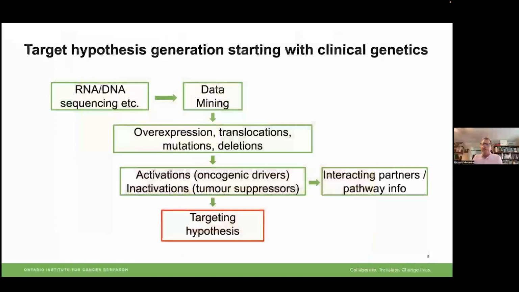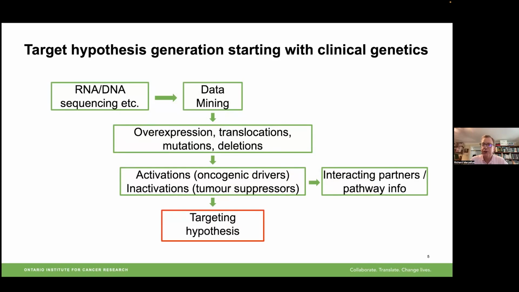So I'm going to start from a clinical genetics perspective, mining big data. It's something we have people doing quite a bit, taking all this RNA sequencing and DNA sequencing from tumors and mining that data, looking for the overexpressions, translocations, etc., that are seen in cancer cells versus a normal, looking for the activations, which are presumably the oncogenic drivers or the things supporting the tumor phenotype, and also the inactivations, your tumor suppressors and things like that.